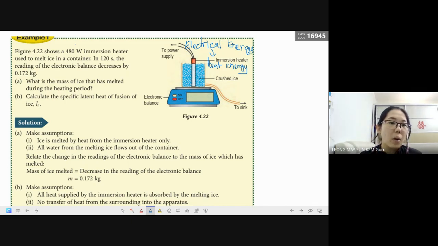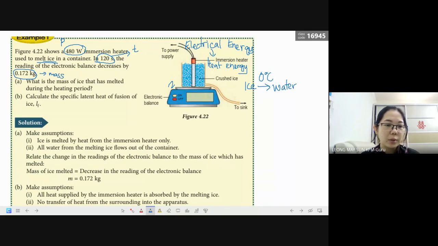Over here you see they will always give you the power rating. This is the power of the immersion heater used to melt the ice. So when it melts the ice, we go from ice to water at 0 degrees Celsius. In 120 seconds, this is the time, the reading of the electronic balance decreased by 0.172 kg. So this is the mass.